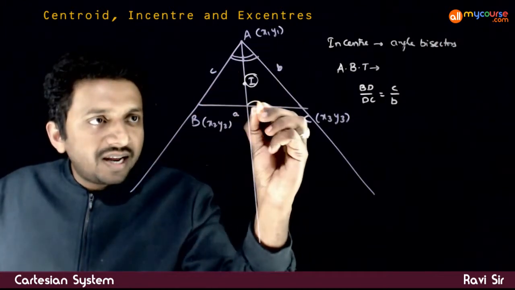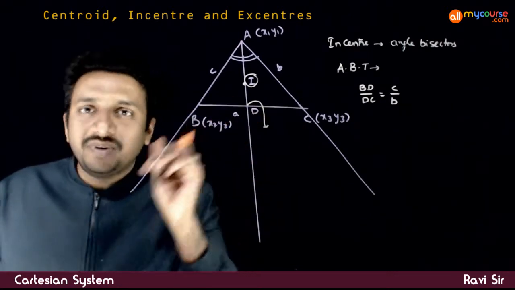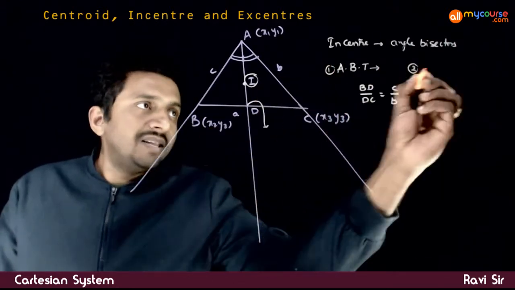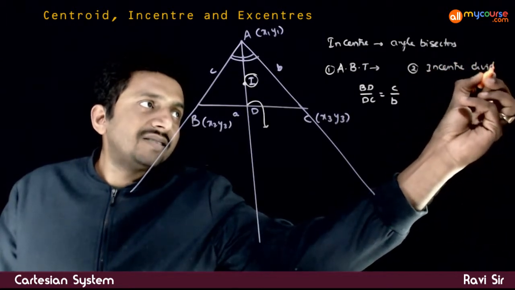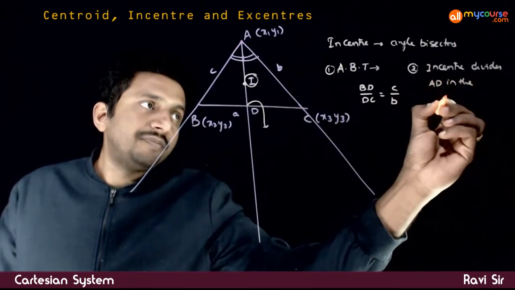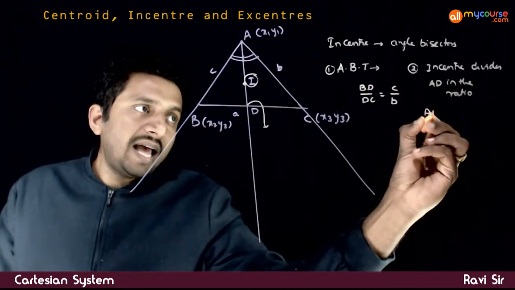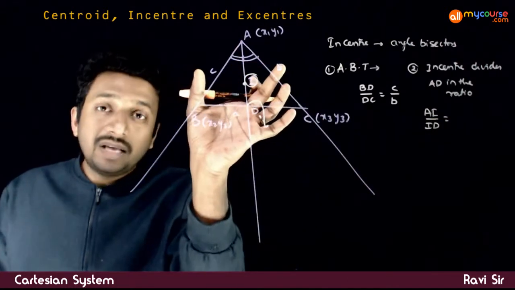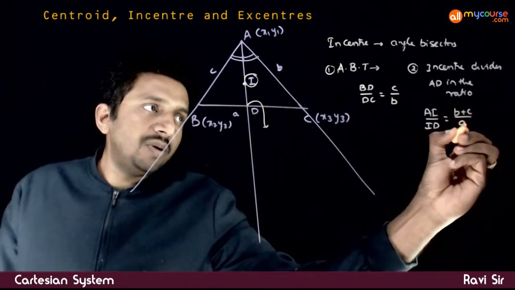So from this ratio we can get the coordinates of D, because we know the ratio in which D divides BC. Next, you have another formula which states that the incentre divides the angle bisector AD in the ratio AI by ID, which is the sum of adjacent sides is to opposite side. That is b plus c is to a.